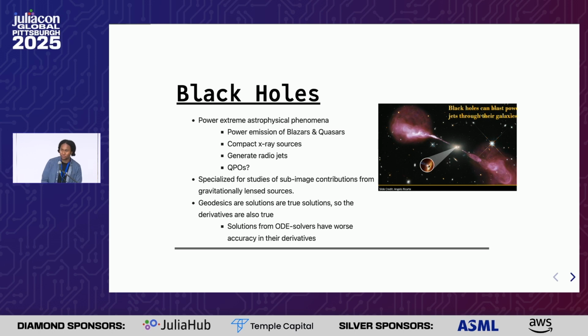Okay, so why Krang? The main goal is for using it for studies of black holes. We know that black holes exist. We know there's a lot of evidence for black holes. We see emission from blazars and quasars. We see compact X-ray sources. We see large radio jets, and some other things that people speculate could be black holes.